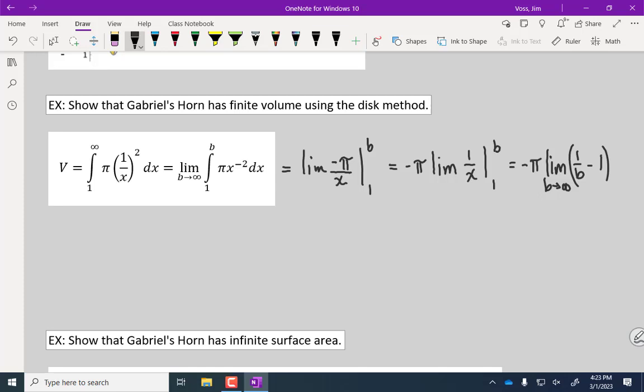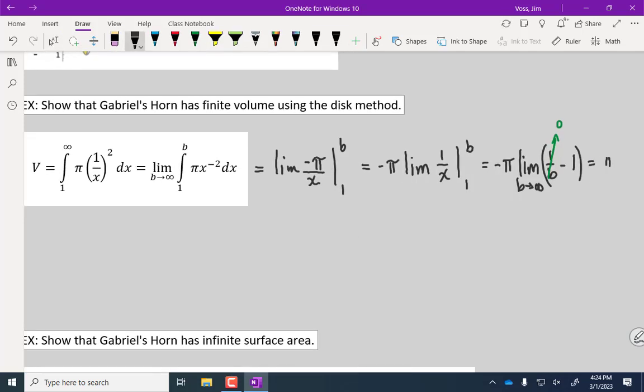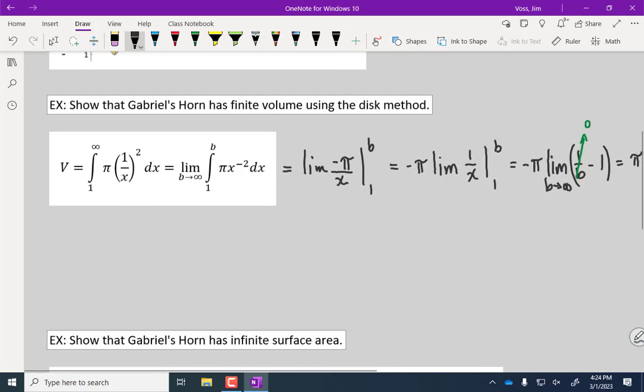All right, and what does that limit equal? The 1 over b goes to 0. So we're going to have negative 1. So we get negative 1 times negative pi, so positive pi, when all is said and done. When we combine our two signs, we'll get positive pi. So that is the volume of Gabriel's horn, pi cubic units.